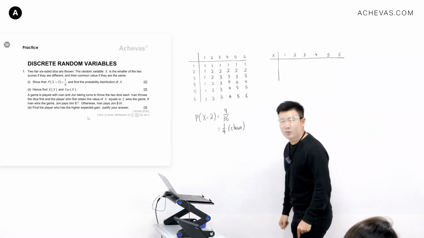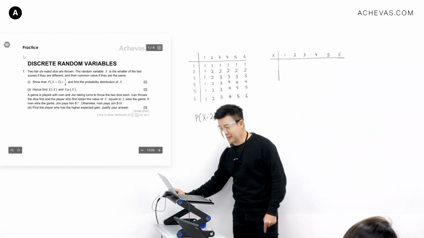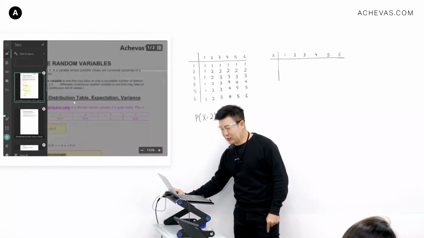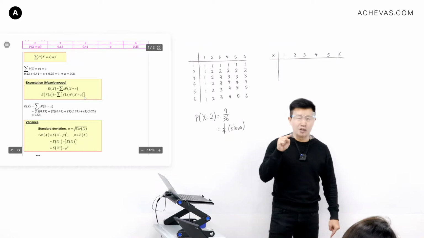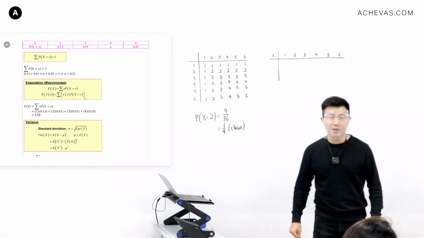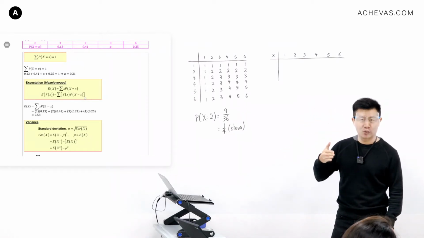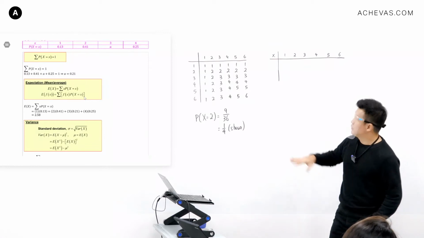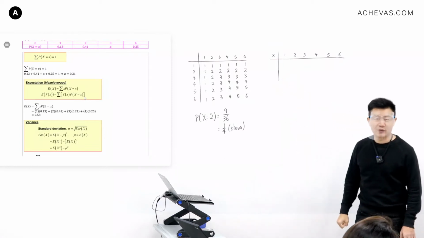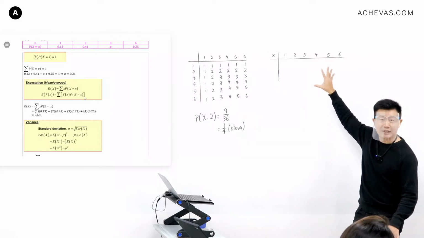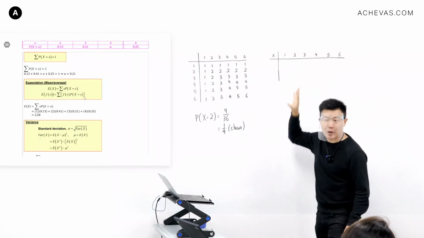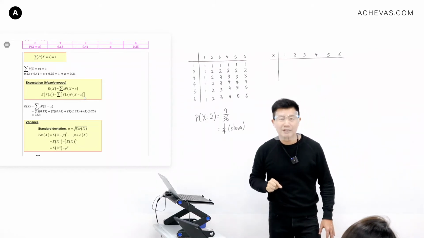And for the expectation of x, we have a formula. We discussed it last week. So for the expectation of x, we are going to be making use of this particular formula here. It is going to be the summation of x multiplied by the probability that x is equal to x. That is why we have the motivation to first construct the probability distribution, which is going to be in the form of a table. So we're going to try to fill up our probability distribution table.